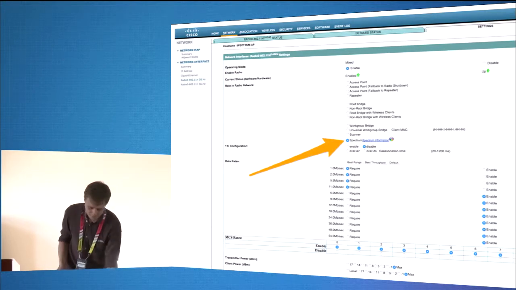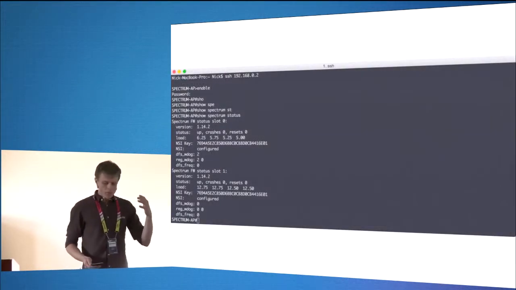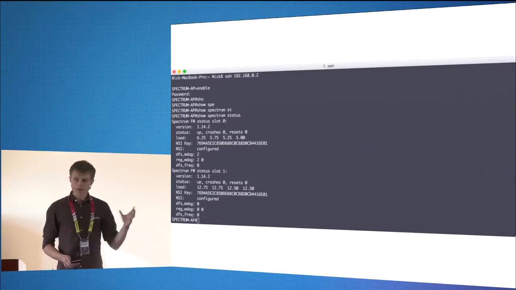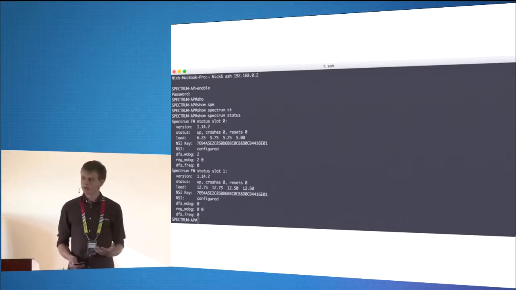Once I've set that up on both radio interfaces, we can double check the status of the AP. This one I went in by SSH, and we'll just do show spectrum status, and that will tell me whether those radios have come up and whether they're ready to go. And the NSI key, we need that in a moment when we're asking the Spectrum Expert software to talk to the card.